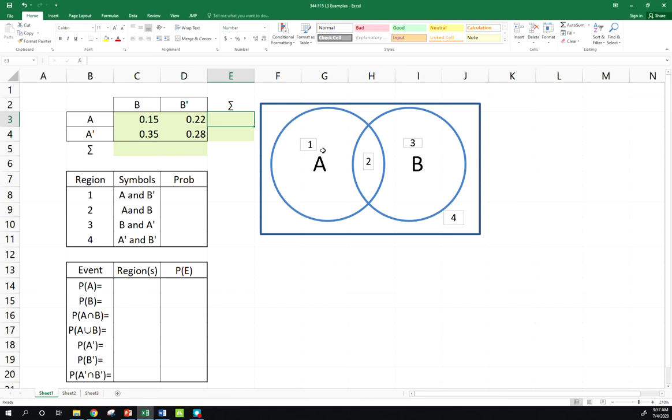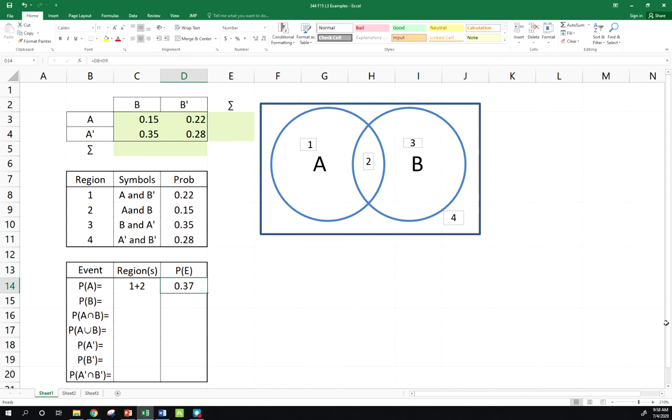Region 1 is represented by A and not B. So that's 0.22. Region 2, that's the joint or the intersection, A and B. Region 3, B and not A. Region 4, that's 0.28. So I've got all these probabilities from this table now in symbol form. Now I want to use those to find some probabilities. What's my overall probability of A, all of the outcomes in A? This would be region 1 plus region 2. So I would take this 0.22, everything in region 1, plus this 0.15, and it gives me 0.37.